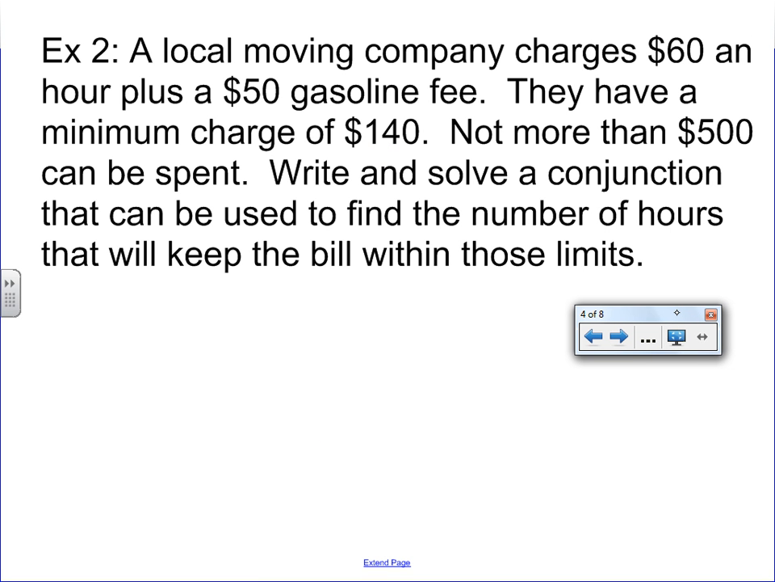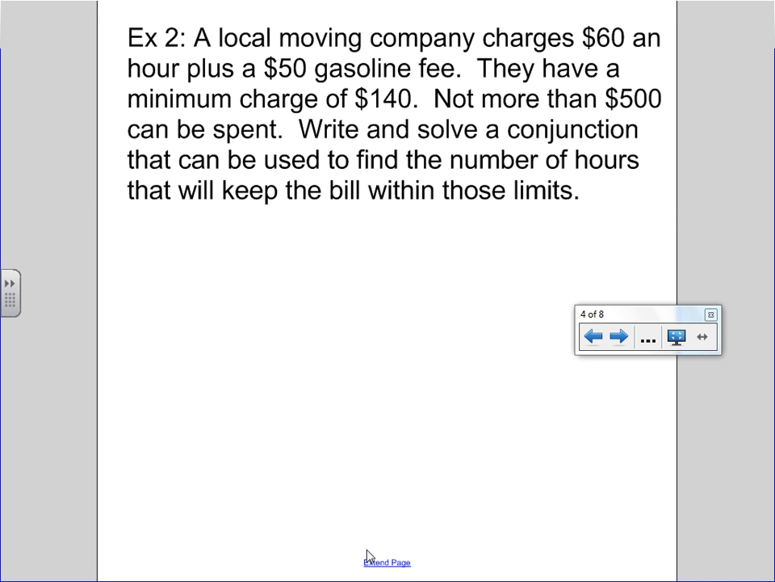Example 2 says a local moving company charges $60 an hour plus a $50 gasoline fee. They have a minimum charge of $140. Not more than $500 can be spent. Write and solve a conjunction that can be used to find the number of hours that will keep the bill within those two limits.